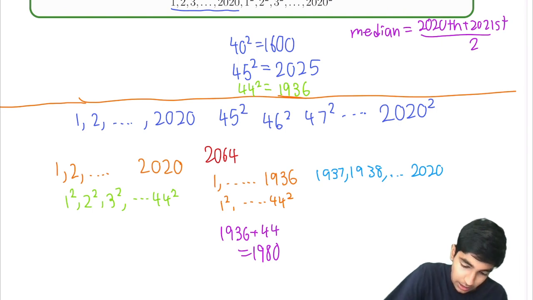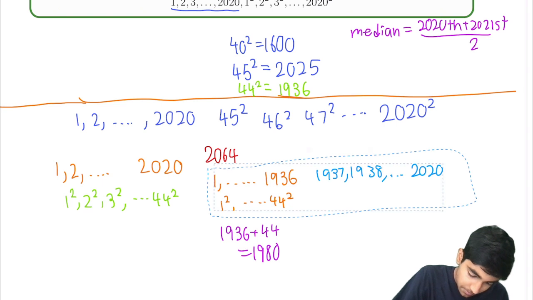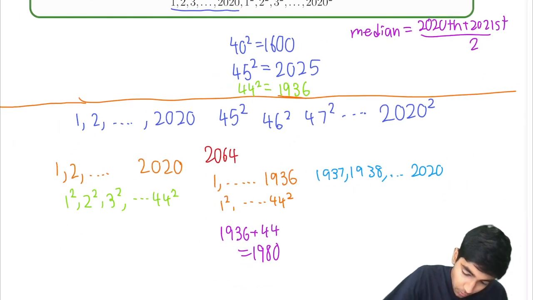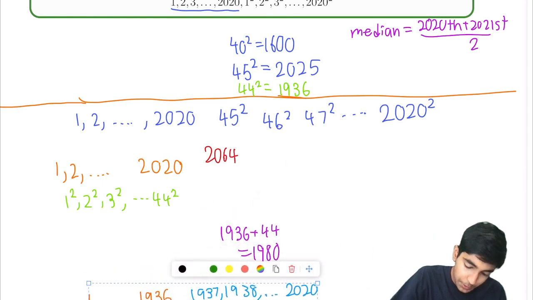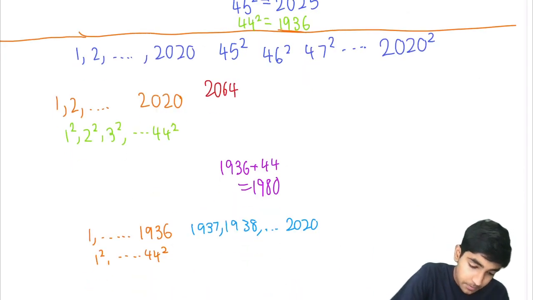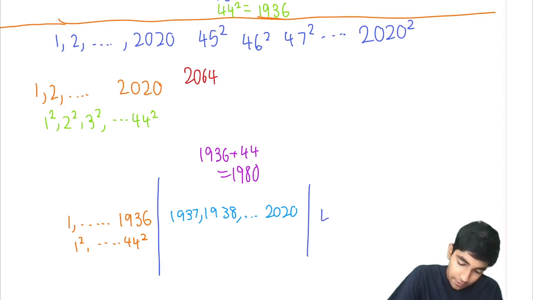If that makes sense. Let's move this a little to the side. Whoops. So we notice how all the squares from 45 squared to 2020 squared, they're all way larger. Like you can draw these lines here. 45 squared, 46 squared, so on.